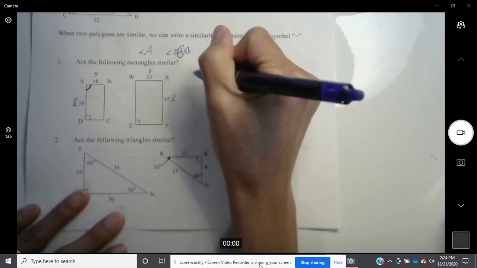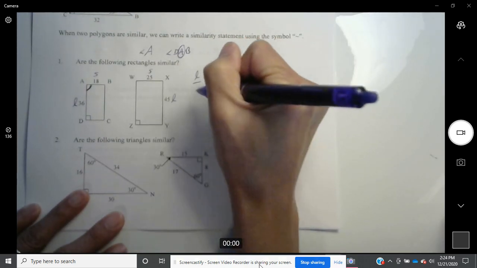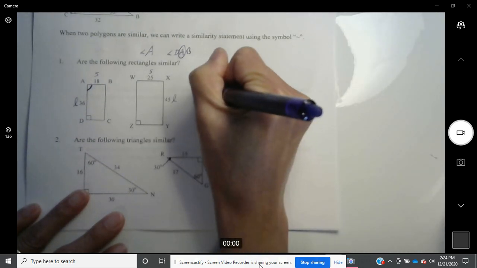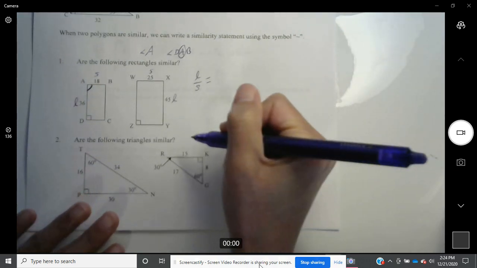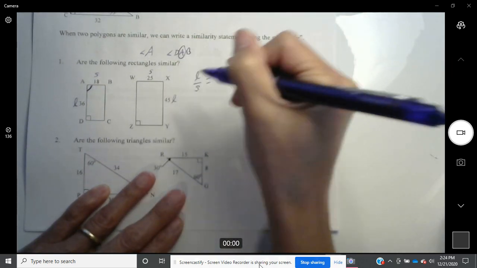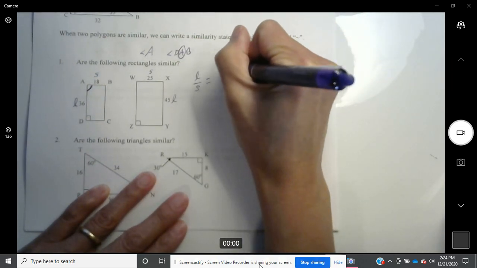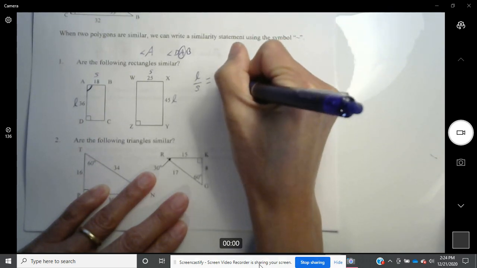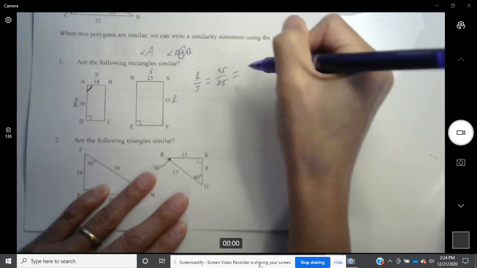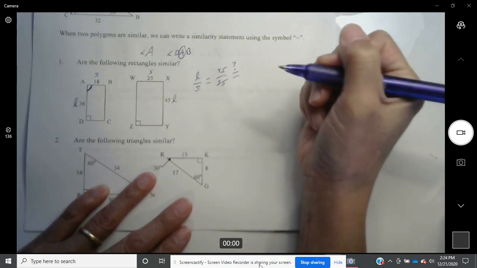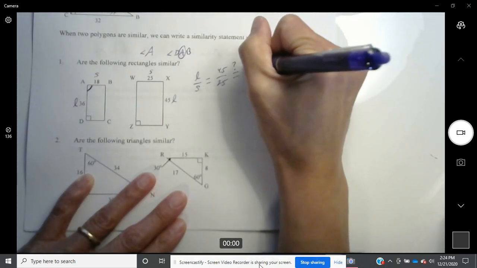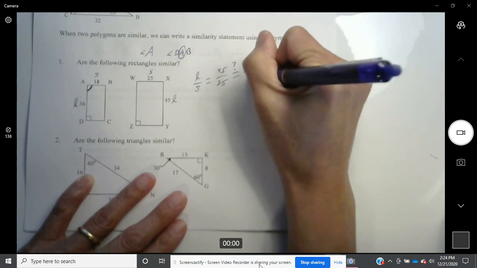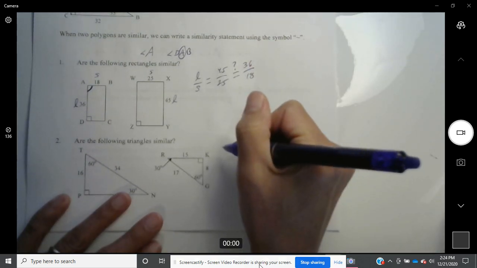Now I can decide to set it up where I'm going to compare the long sides over the short sides. So the long side of the larger rectangle is 45, and the short side is 25. And what we're going to do is ask ourselves, is that equal to the long side of the smaller rectangle over the short side of the smaller rectangle?